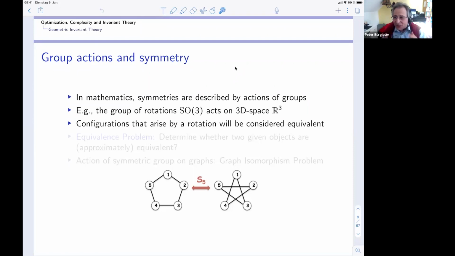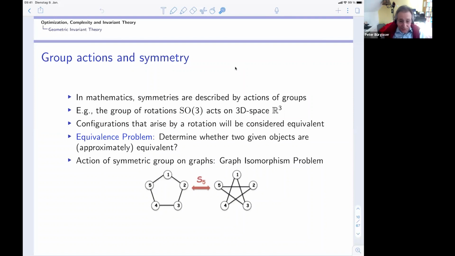If you want to explain it to anybody in the street, you can say, we have the group of rotations, you have some object, you rotate it here, and here is another object. You want to tell whether it is the same object. Can you go from one object to the other by a rotation, maybe also a translation? Configurations that arise by rotation, say, will be considered equivalent. So this is this very general equivalence problem. That's actually a problem I'm interested in. I want to determine whether two given objects are equivalent or maybe approximately equivalent. Maybe there are errors and so on.